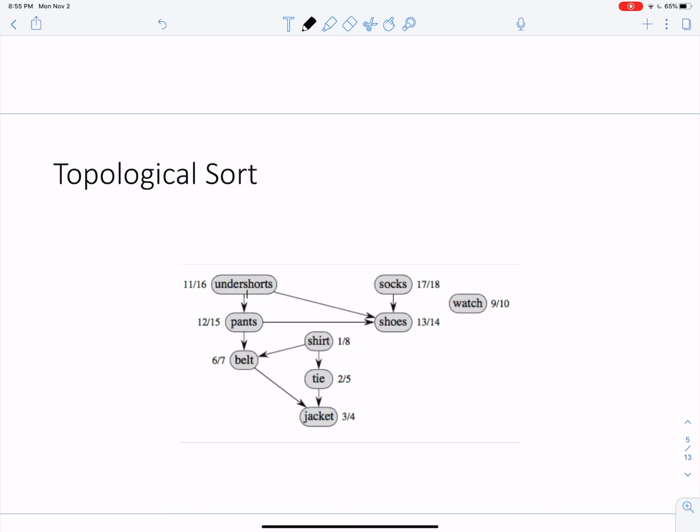And also we know that we should put on pants before belt. So we create an edge starting from pants to belt. And also we know that we should put on our shirt before putting on our belt as well as the tie. So shirt should go before belt and tie, and there is an edge from shirt to belt and tie. Also, we know that we should put on socks before shoes, okay? So et cetera.